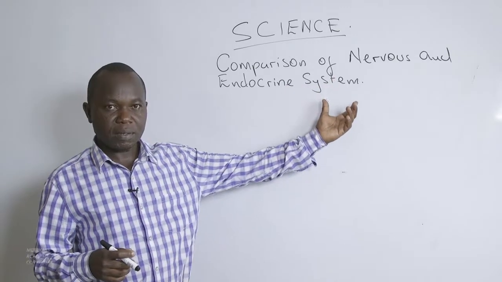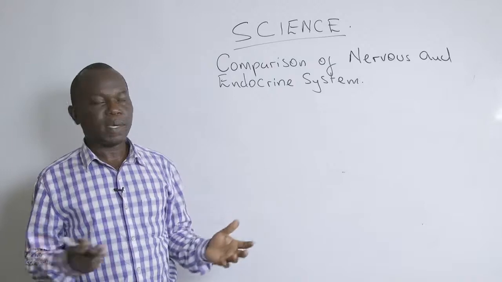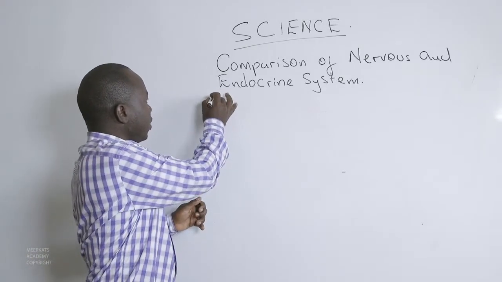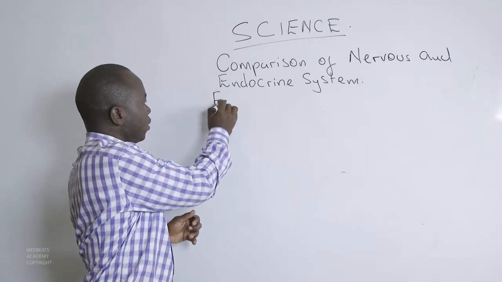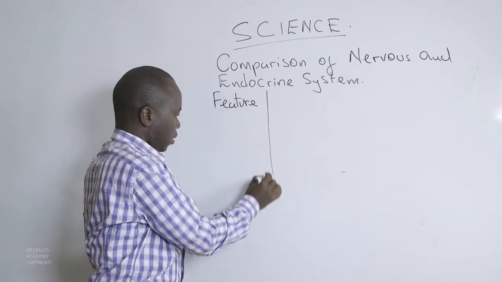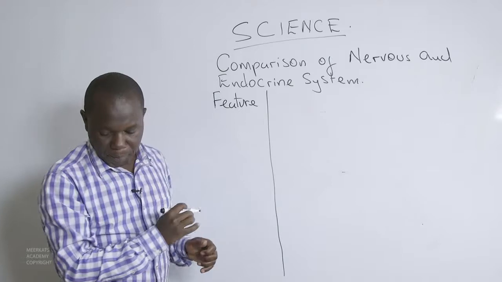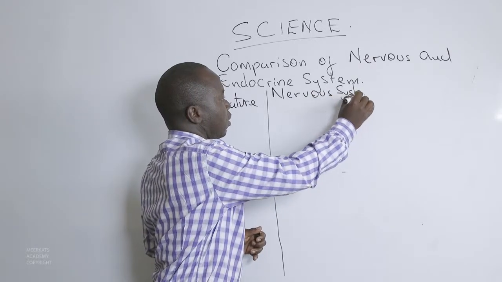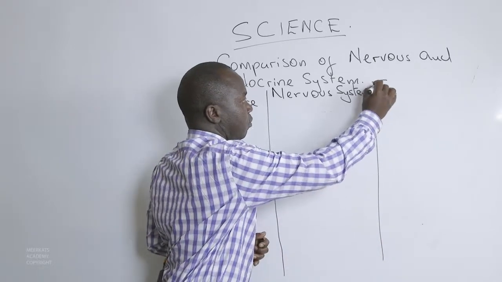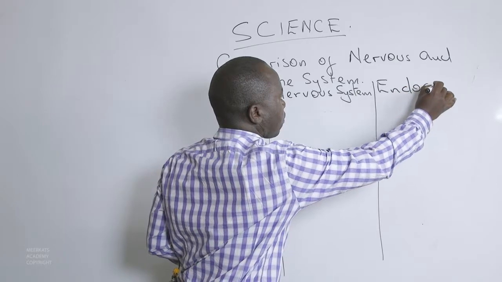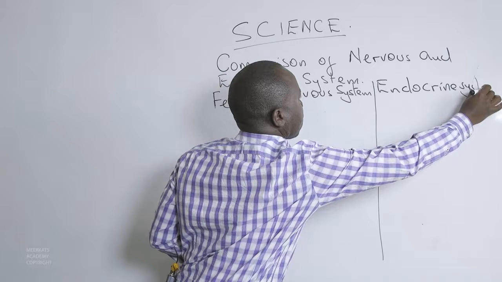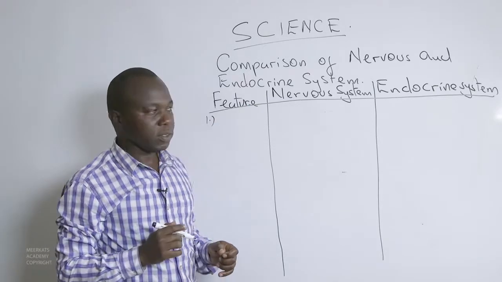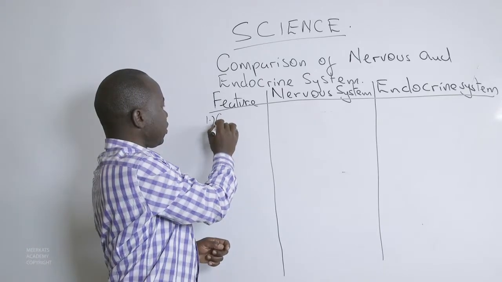So our lesson for now is just to summarize the two by trying to compare the two systems, nervous and endocrine system. So we shall use a table for the same. So in our table, we shall have a feature or characteristic, and then we shall have the nervous system here, and endocrine system. So some of the characteristics that we shall focus on, for instance, shall be cells of the system.